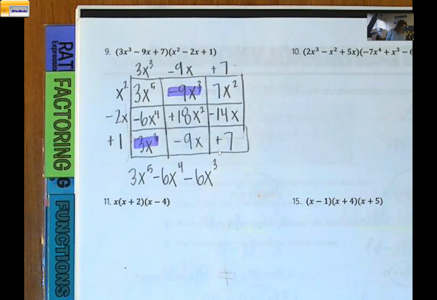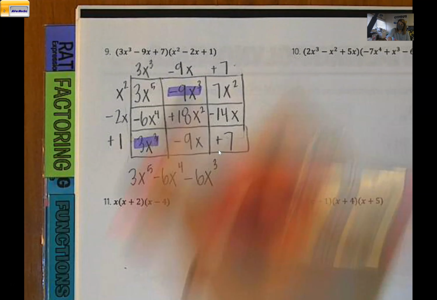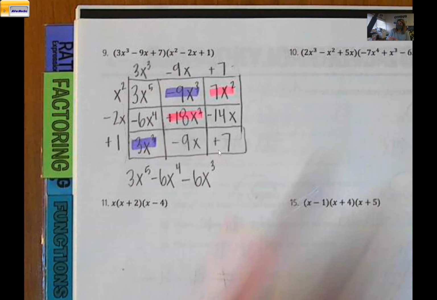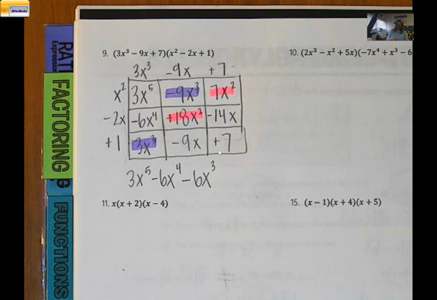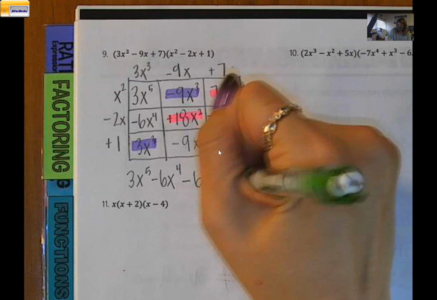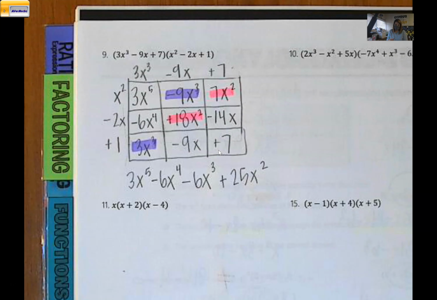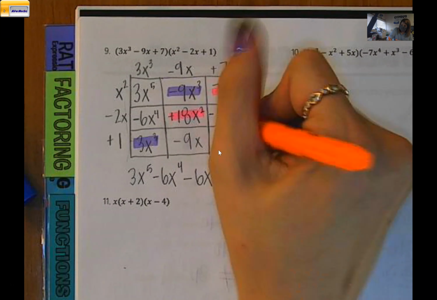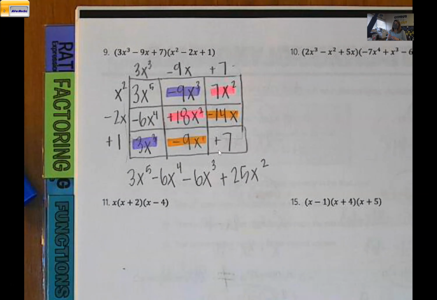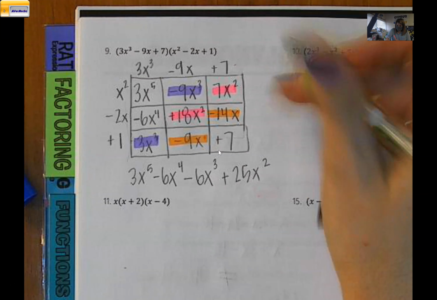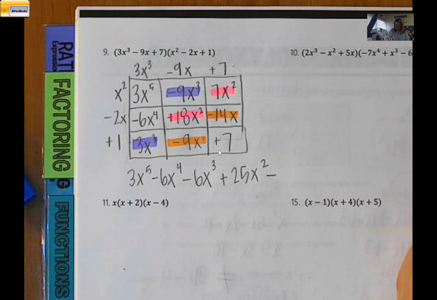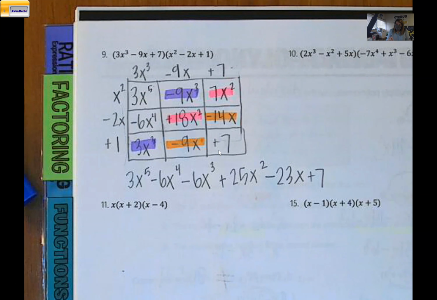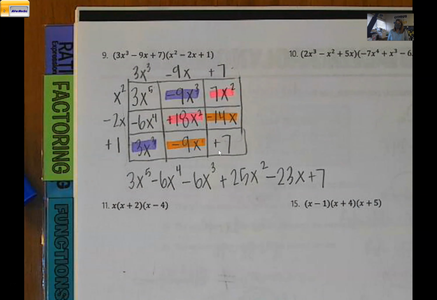Okay, then I have x squareds that I need to look out for. So I have a positive 7x squared and an 18x squared. So what do those go to? 25. Then we got negative 14x, negative 9x. Those go to negative 23. And then plus 7. So we ended up with 6 terms.